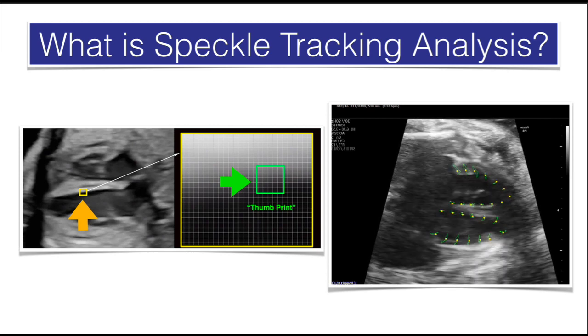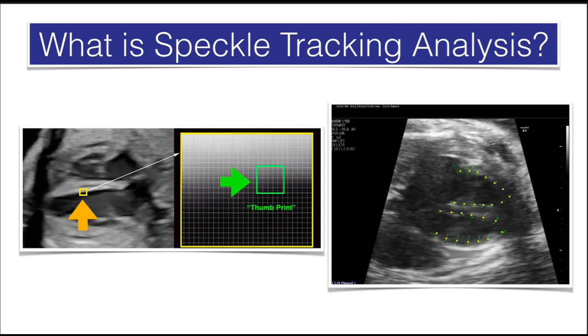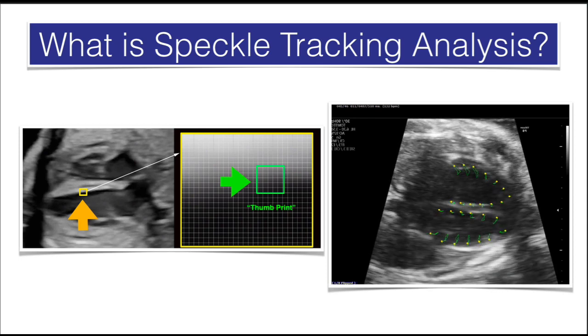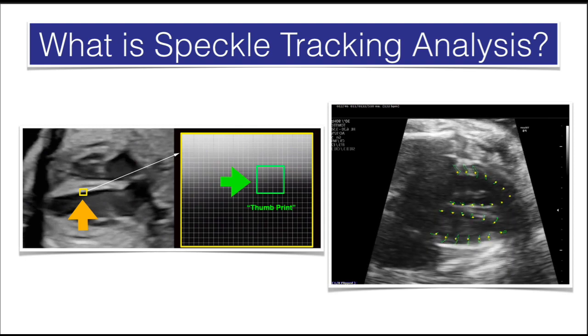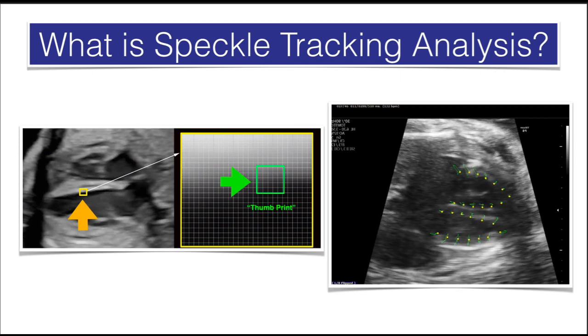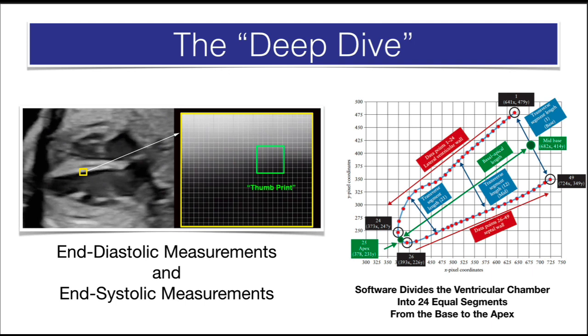The endocardium of each ventricle is composed of digital pixels. The image on the left illustrates a portion of the endocardium of the left ventricular septum, which has pixels of various shades of gray in intensity, represented by the green box. These pixels, or speckles, located at the different locations along the endocardial border, can be tracked by computer software as the ventricles contract. Let's now do a deep dive and examine what is being done by the software.